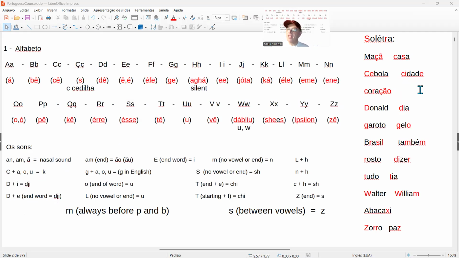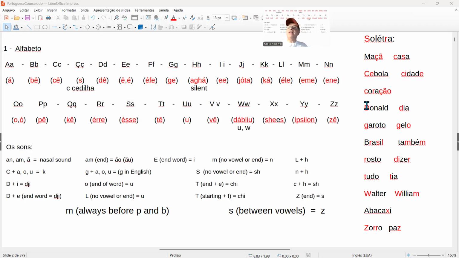Cidade. Let's go. Repeat. Cidade. Again. Cidade. De novo. Cidade. What is cidade? Cidade is city. The city of Rio de Janeiro. Cidade do Rio de Janeiro.